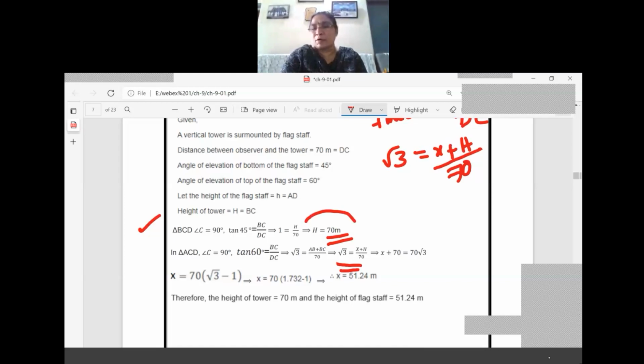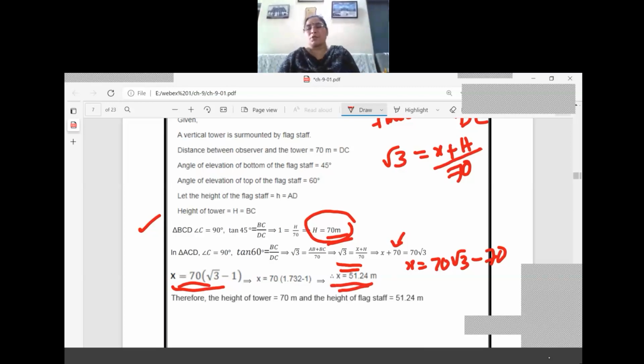Now X plus H we are calculating. Already we have calculated H, so we substitute H here: 70. Then X we calculate. So 70 root 3 is the next line. X equals 70 root 3 minus 70. That means X equals 70 times root 3 minus 1. Now the root 3 value must be substituted. The final answer is 51.24. So the height of the tower we got is 70 from the first equation, and the height of the flag we got as 51.24.